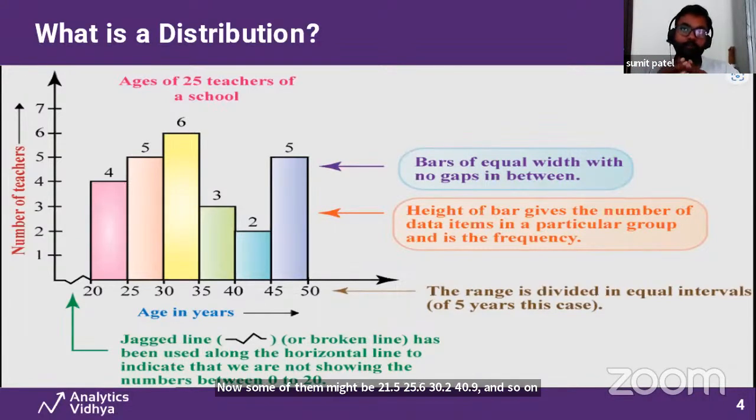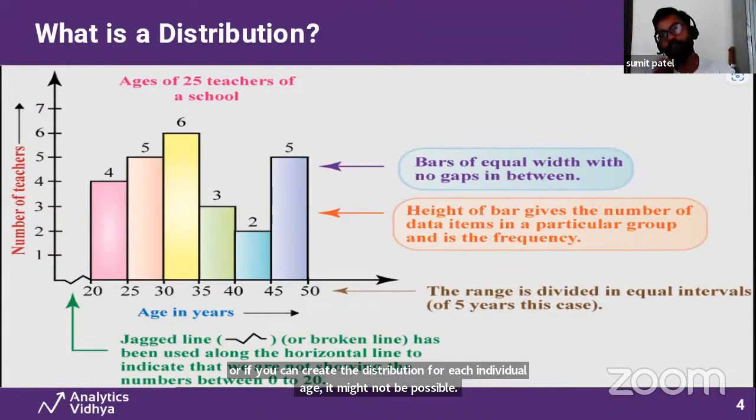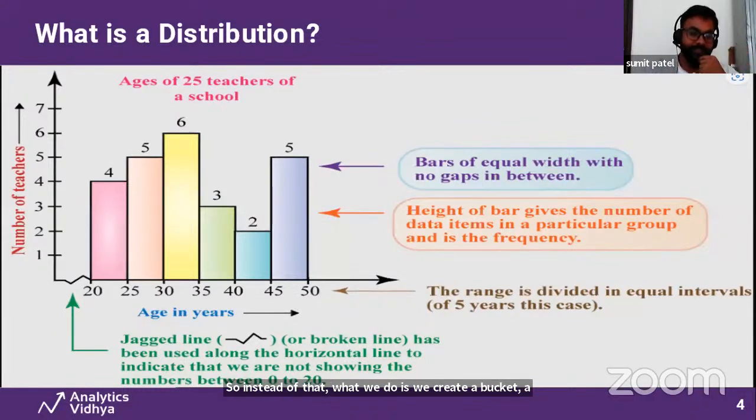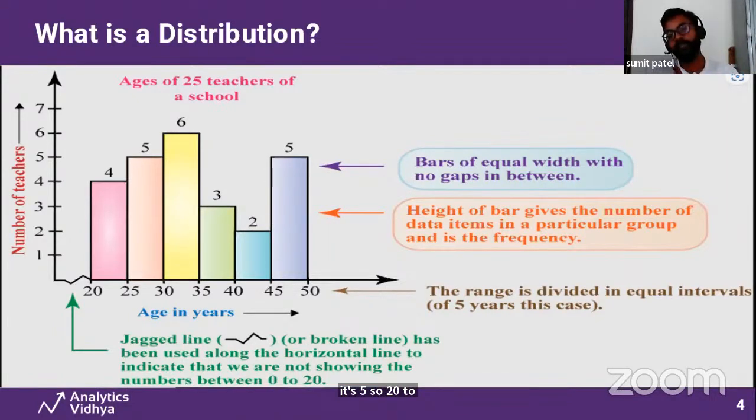If you create a bucket for each individual number, or create the distribution for each individual age, it might not be possible. If there are 25 teachers, you might have 25 different columns. So instead of that, what we do is we create a bucket. A bucket size is the length of the bucket. In this case, it's 5. So 20 to 25 years, 25 to 30 years, 30 to 35, 35 to 40, 40 to 45, and so on.